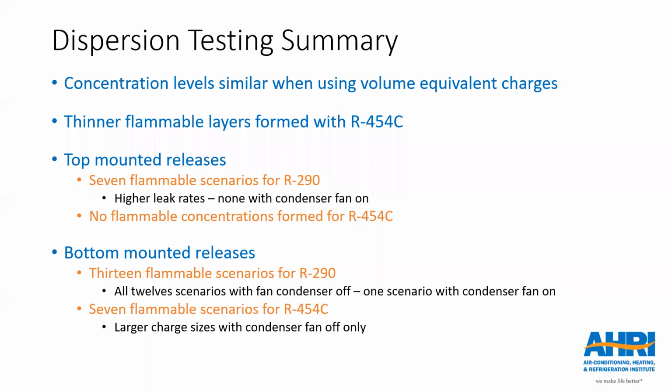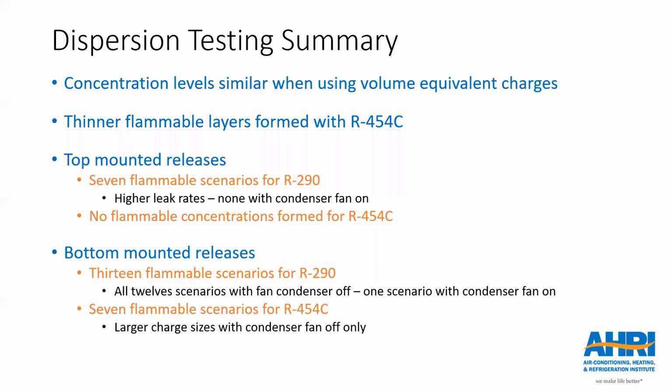This is more of a worst case. 13 out of the 24 scenarios form flammable concentrations with R290. Basically, all 12 of the scenarios where the condenser fan was off and one when the condenser fan was on. Only 7 of the 24 scenarios, however, form flammable concentrations for R454C, and these were typically for the larger charge sizes and leak rates, such as 1,200 or 2,000 grams of 454C, and only when the condenser fan was off.